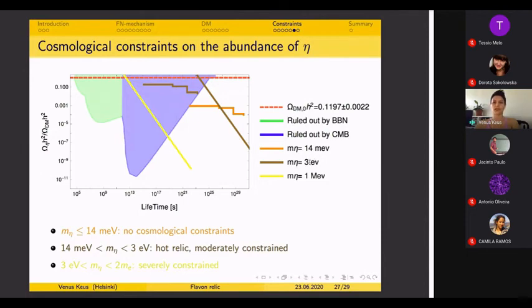But any value heavier than 3 electron volt, the freeze-out production of your eta, let's say dark matter, is completely ruled out. The abundance would be so much that you would be injecting so many energetic photons into the CMB that you'd be completely ruled out. So that's the freeze-out production.